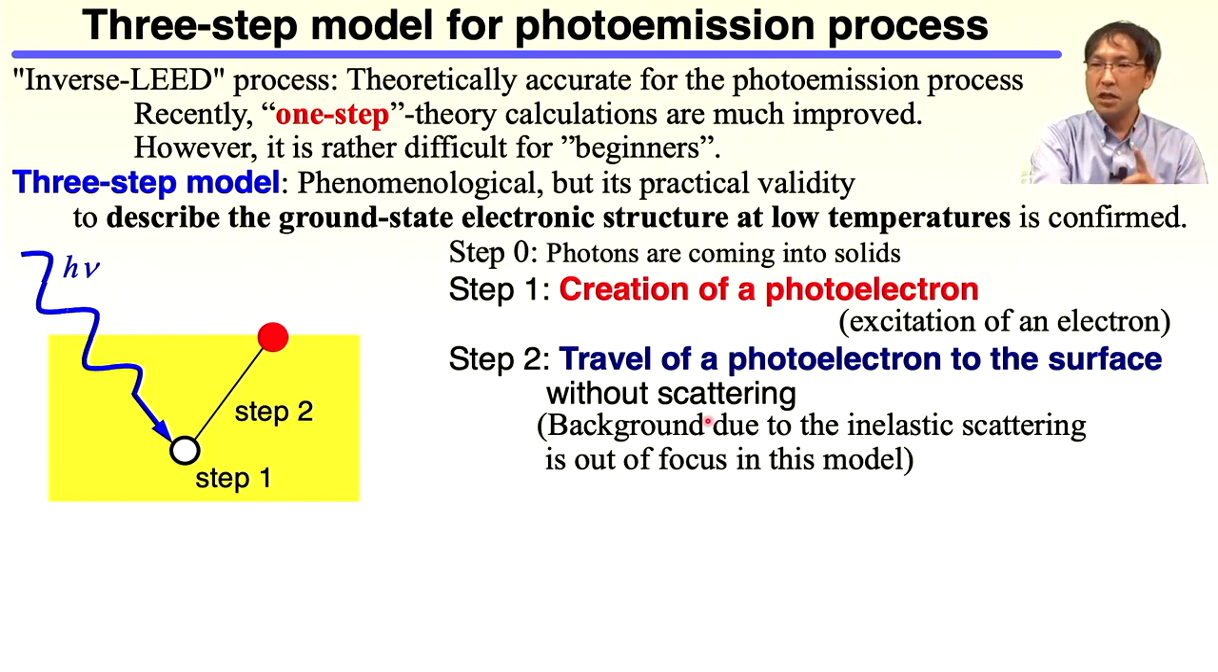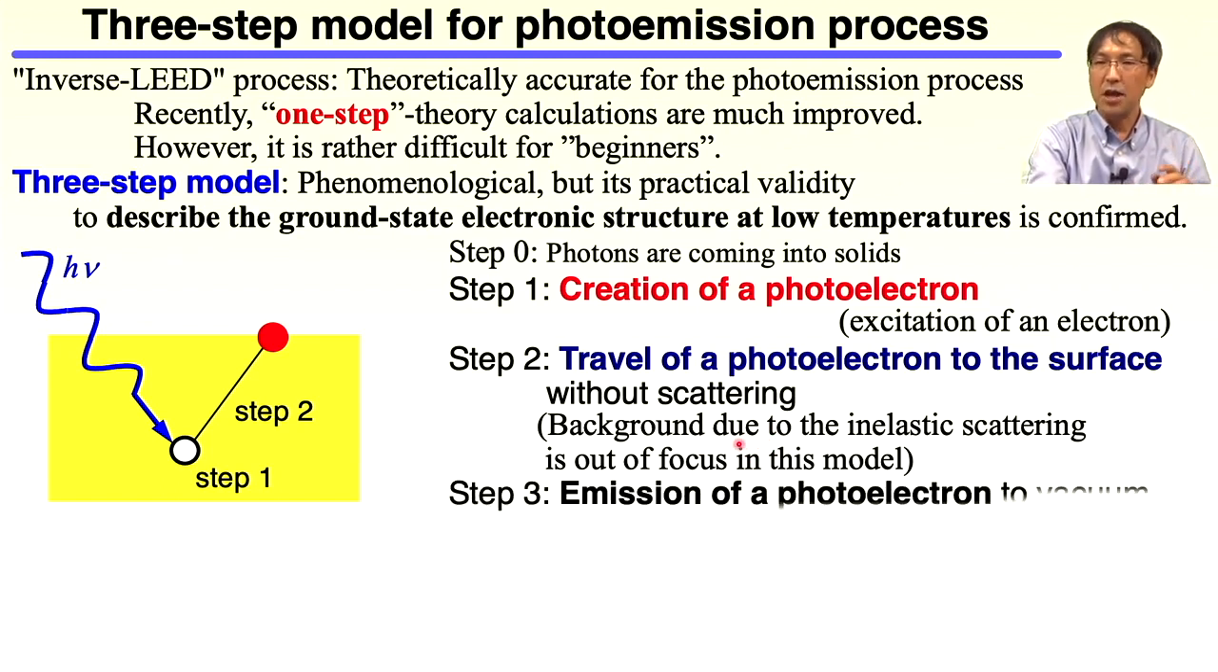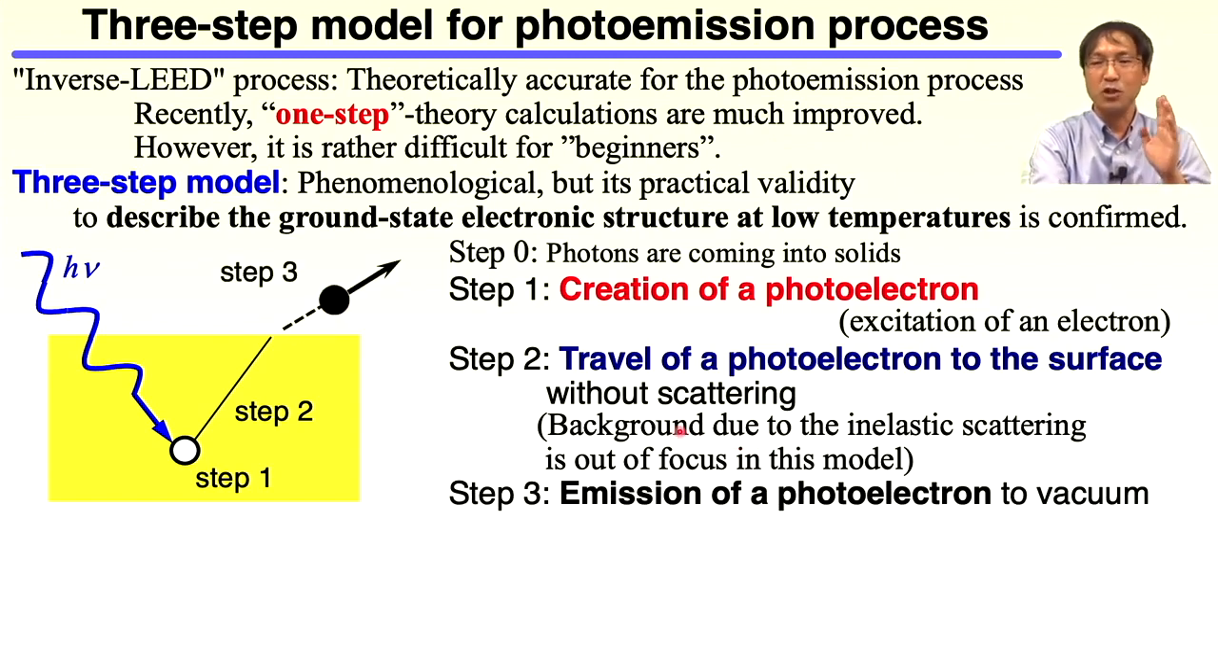In the three-step model, inelastic scattering is not treated. Therefore, the background due to the inelastic scattering is out of focus in this model. The last step, step 3, is emission of the photoelectron into vacuum. In the one-step theory, these processes are treated simultaneously.